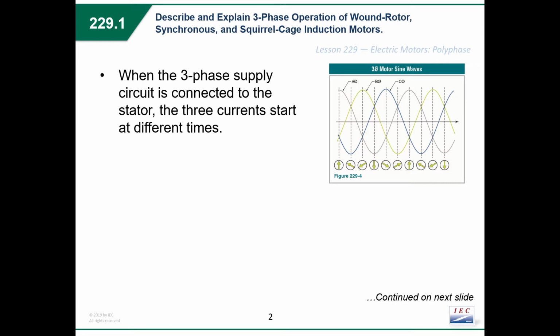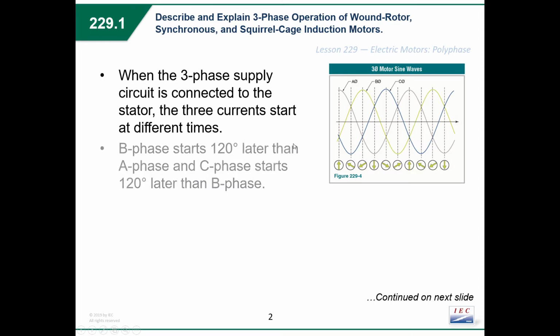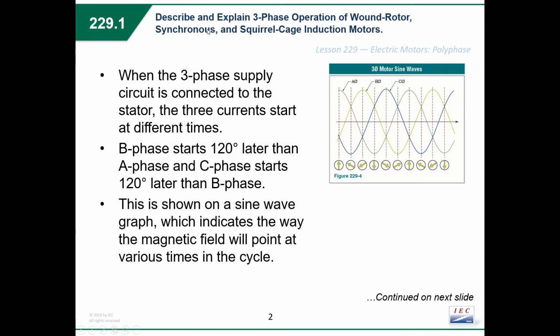That's why we have three phases, because they sort of hit their peaks and valleys at alternating times. So your B phase starts 120 degrees later than A phase, and then C phase 120 later than B phase. Of course, the significance there, 120 for A, B, and C added together is a full 360. This is shown on the sine wave graph, which I think does a nice job here.